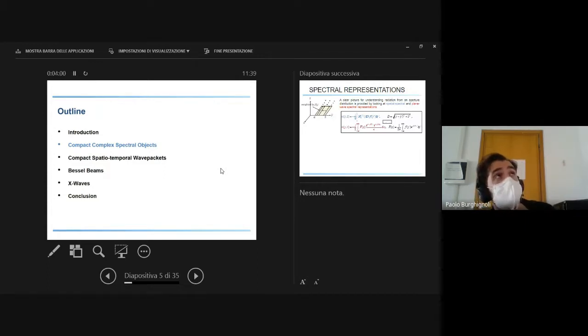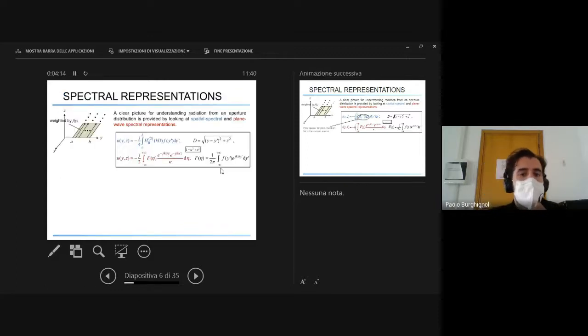Now I would prefer to give an introduction about the terminology of compact spectral objects before introducing the properties of localized waves. In order to explain how rays can be connected to plane waves, it is useful to first talk about spectral representation. So, to have a clear picture for understanding radiation from an aperture distribution, it is good to relate the spatial spectral and the plane wave spectral representations.